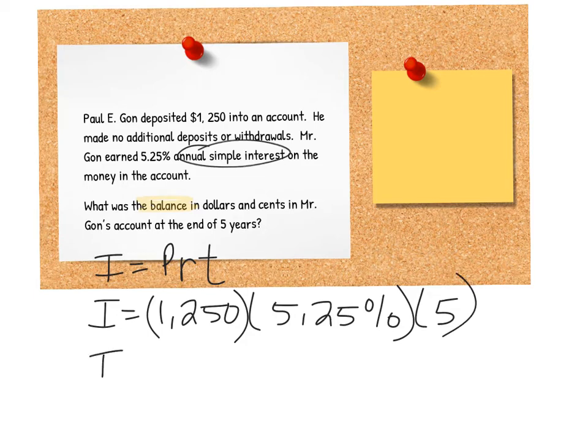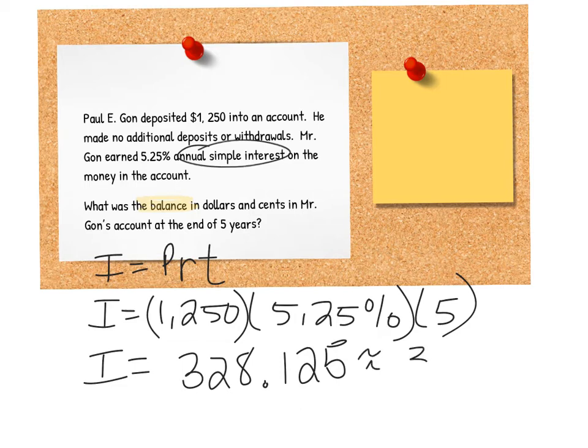I'm going to put that in my calculator. 1,250 times 5.25% key times 5 equals $328.125. Now, I don't go to the store and have them ask me for 0.125 cents, so I'm going to round that to $328.13.